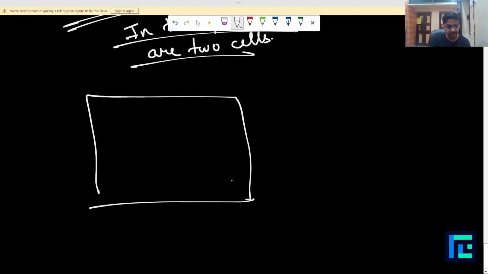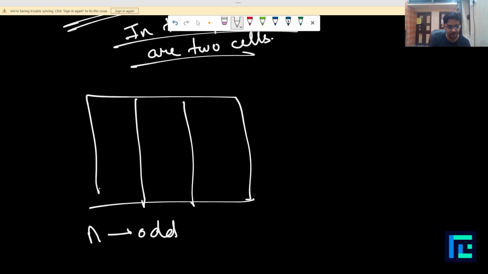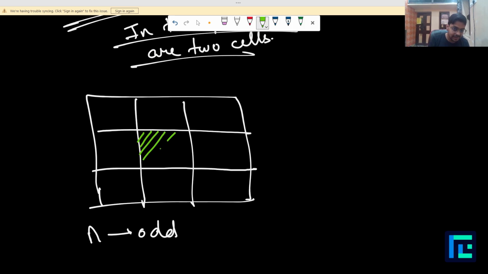Let's consider a grid when the value of n is odd. So you can clearly see over here, this middle cell is the pair of itself. And hence, it does not matter how many operations I perform on this particular cell, it will always remain equal to the color of its pair because it is a pair of itself, right?